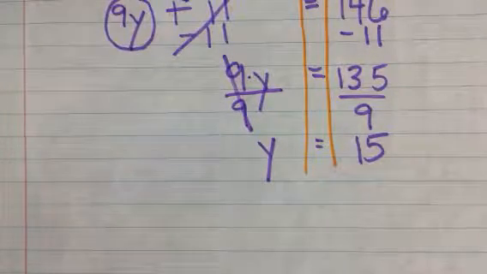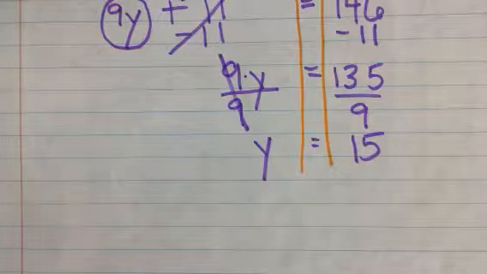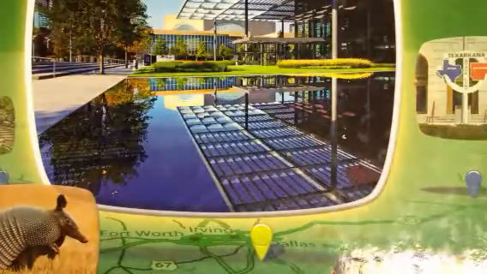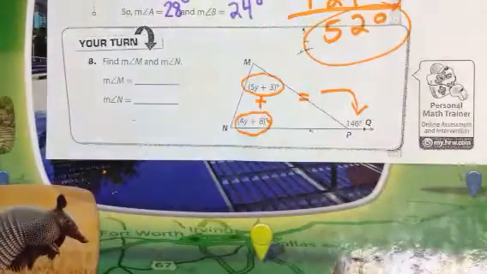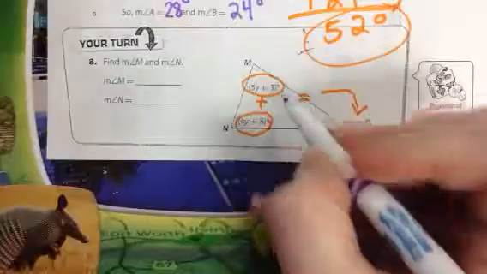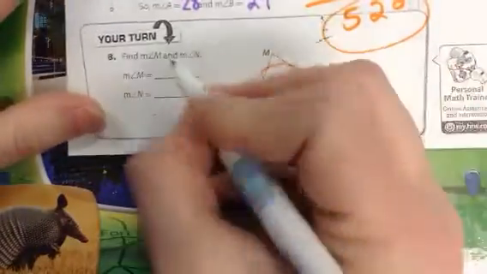Okay, we got the y value of 15. Now I have to go back to this page. 15 is not my answer to the problem. That's just simply the value of y. So inside angle M, it said 5y plus 3.